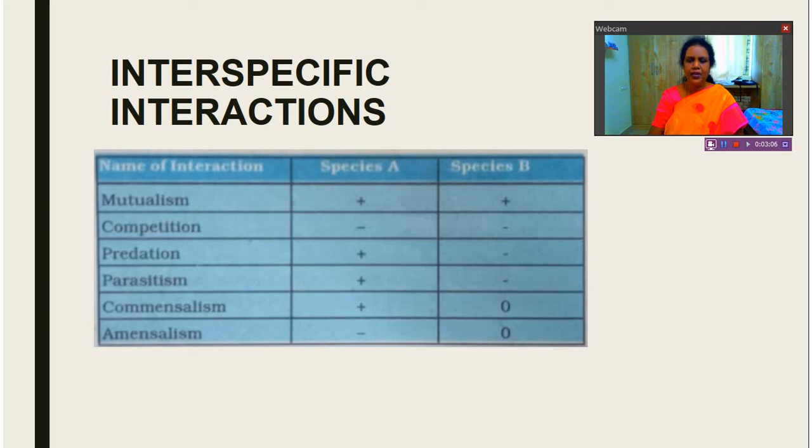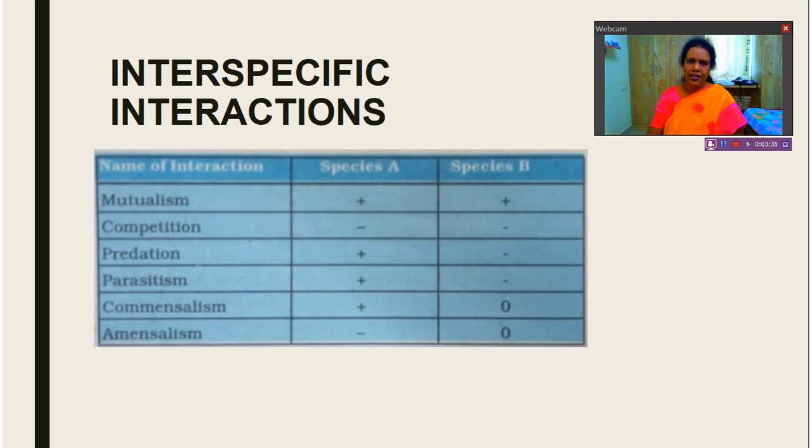And next one is opposite to this, that is amensalism. So in amensalism, for one species the interaction is harmful and for another species there is no effect or neutral effect. For one species the interaction is detrimental, for another species there is no effect or neutral effect.